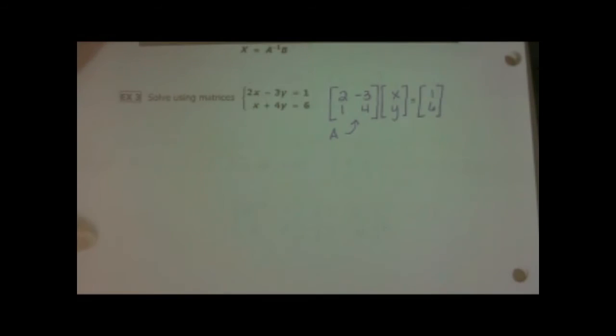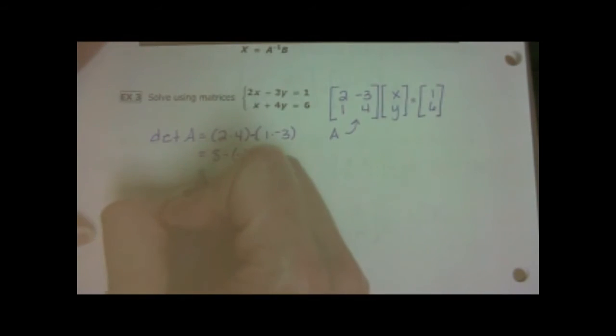All right, so first of all, let's write this as a matrix equation. So if I do that, it's going to look like this. 2, -3, 1, 4, times XY equals 1, 6. That's how I would write this as a matrix equation. The next thing I'm going to do, let's call this whole thing here A. Let's find A inverse.